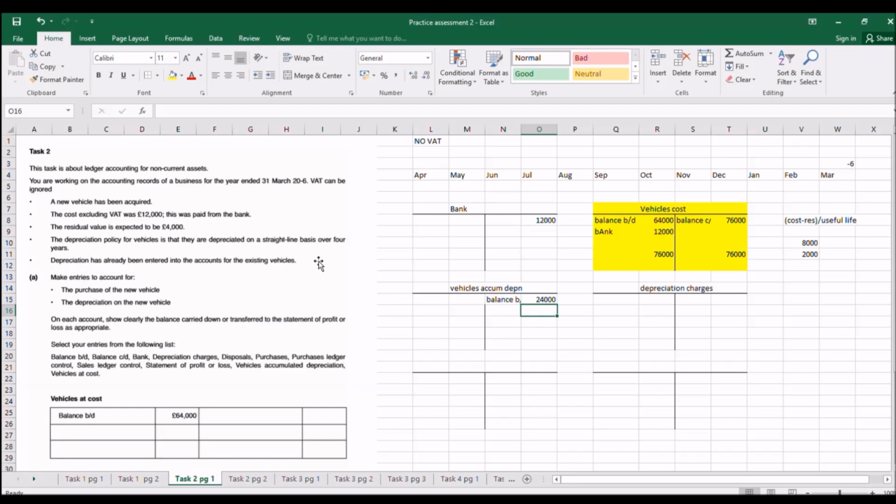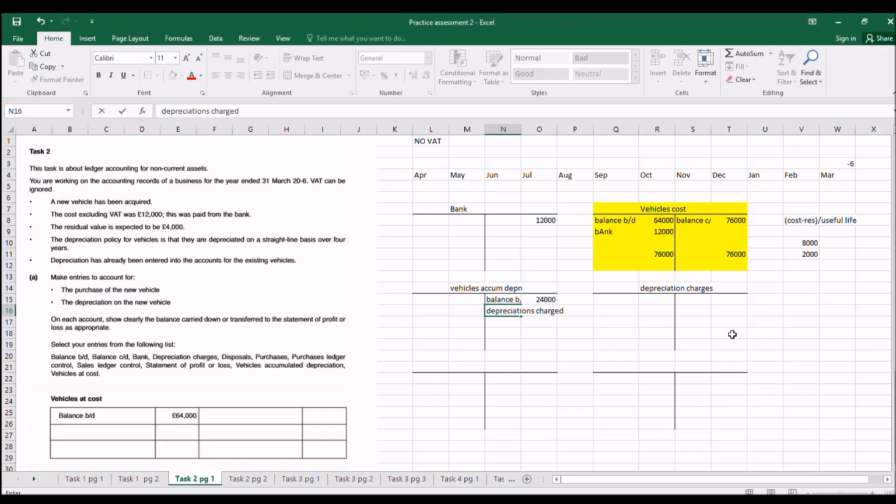So we actually don't need to do another calculation. We couldn't have done that in this case because we don't have the residual values of each of the other vehicles. If it had said there was no residual value and to calculate it, then we could have tried to do that based on this balance brought down here. But we don't have that. So what we're going to have is the depreciation charge for the year. Where are we in here? It's going to be depreciation charges.